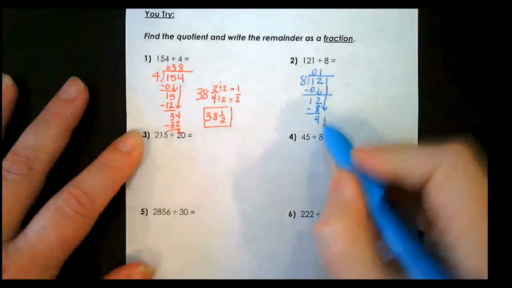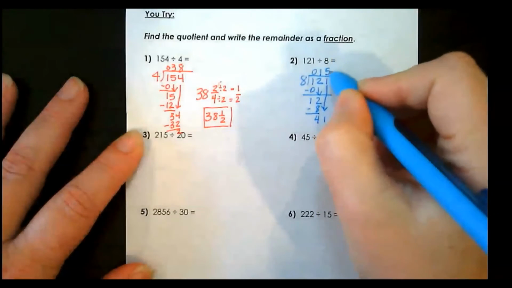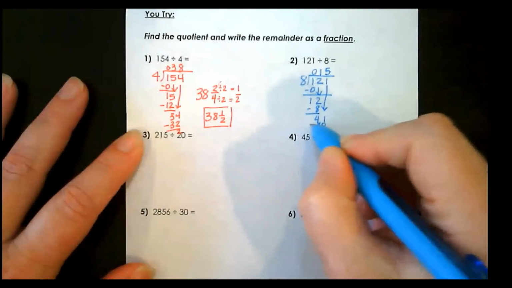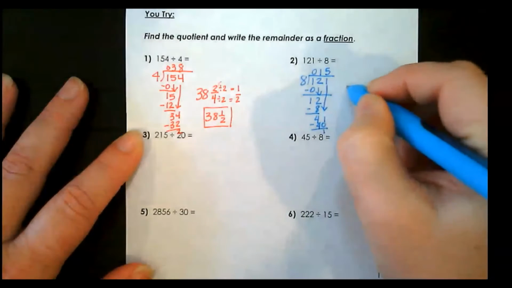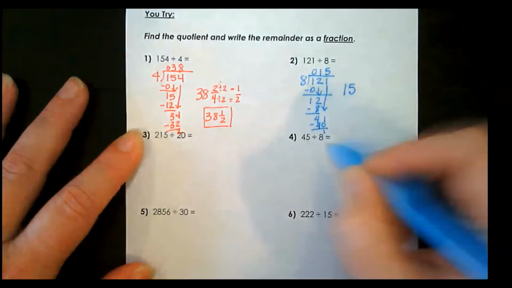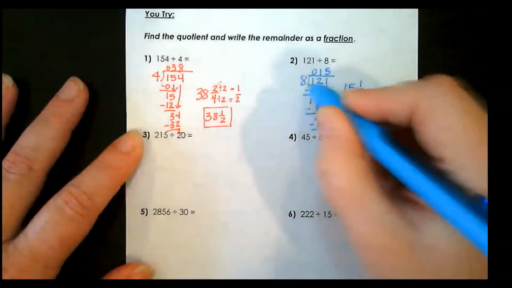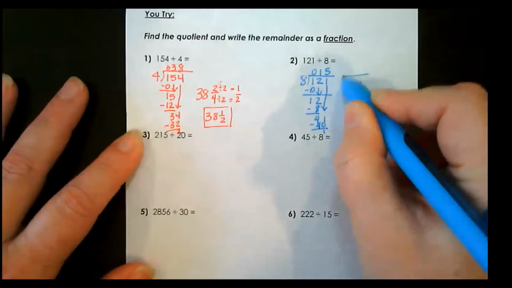1 times 8 is 8, and I subtract, and I get a 4, and I bring down the 1. 8 goes into 41 5 times. 5 times 8 is 40. When I subtract, I'm left with 1. Now to write this as a fraction, we know we had 15 whole groups. We had 1 left over when I needed 8 to make another group.